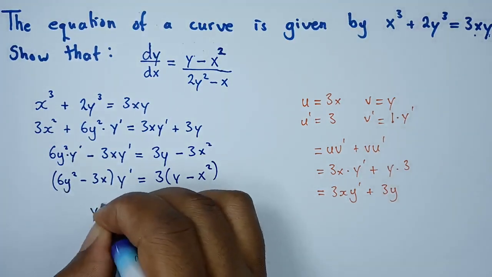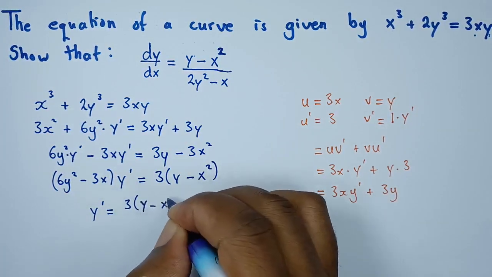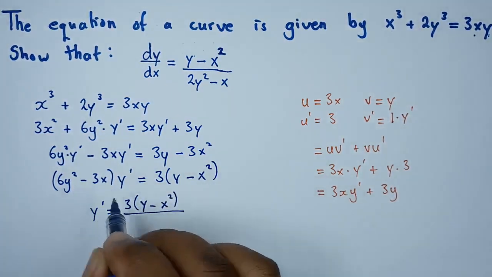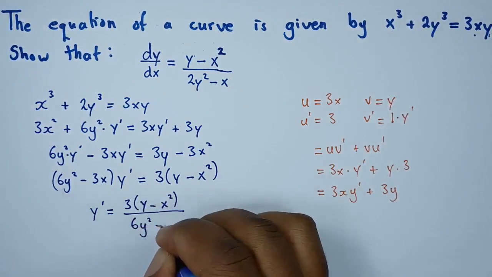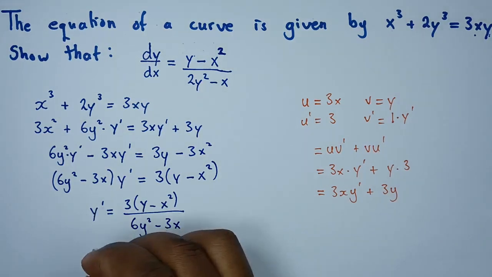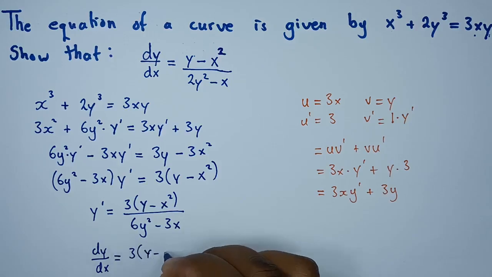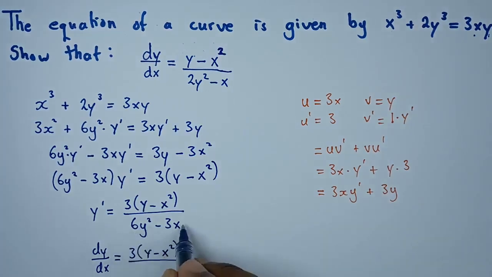So y prime is equals to 3, open bracket, y minus x squared, divided by this whole bracket, which is 6y squared minus 3x. Now, at this stage, we can also factor out 3 here because it's common. So y prime, like I said, is the same as dy dx. So I can just write it like that. This is equals to 3, open bracket, y minus x squared, divided by, we factor out 3 in the denominator as well, so 3, open bracket, 2y squared minus x.